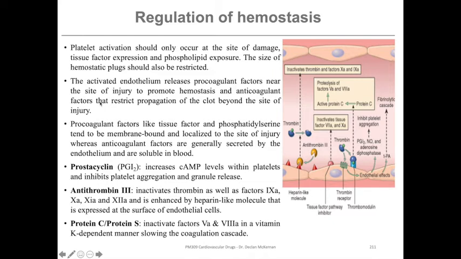Antithrombin inactivates thrombin, as the name might suggest, as well as other factors including factor 9A, factor 10A, factor 11A, and factor 12A. And it is enhanced by heparin-like molecule that is expressed at the surface of endothelial cells. Protein C and protein S inactivate factors 5A and factor 8A in a vitamin K dependent manner, slowing the coagulation cascade. And both of these points are important because, as you'll see in the next lecture, they are major targets for anticoagulant drugs.